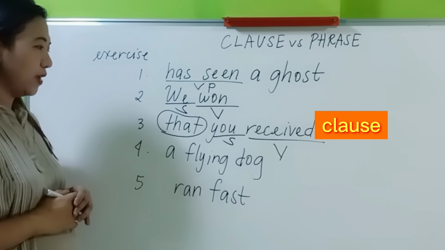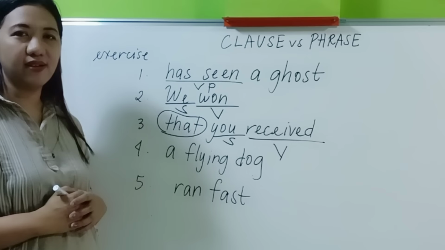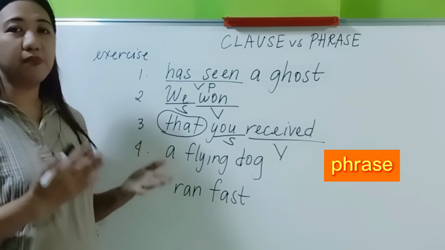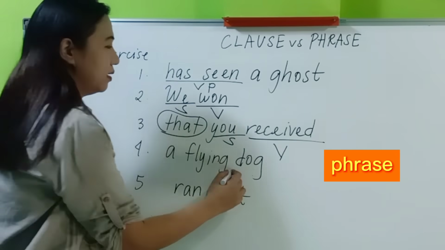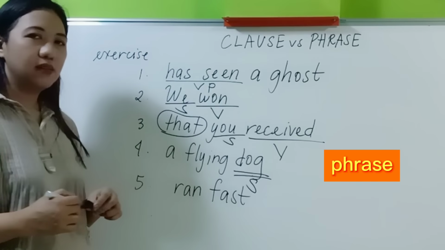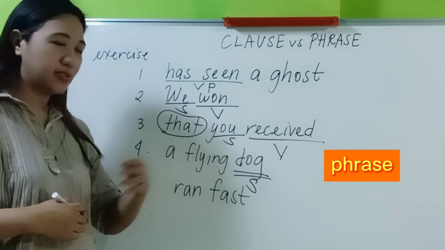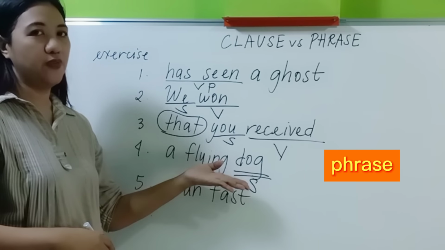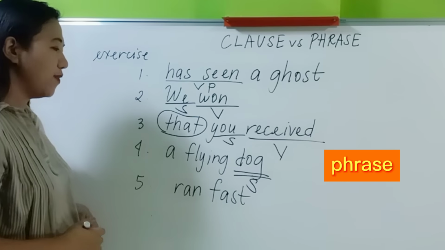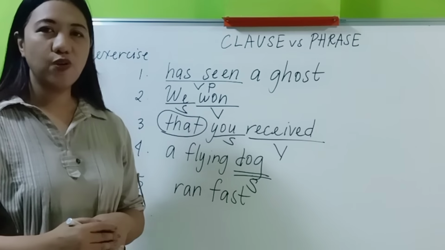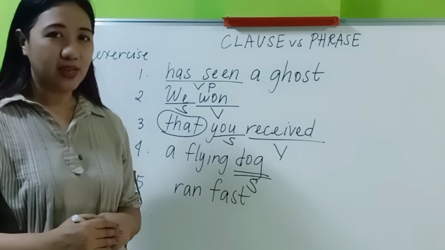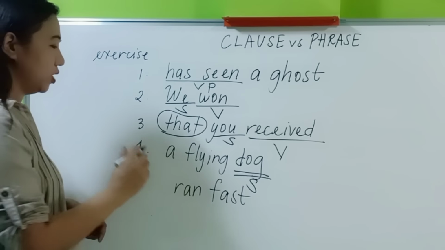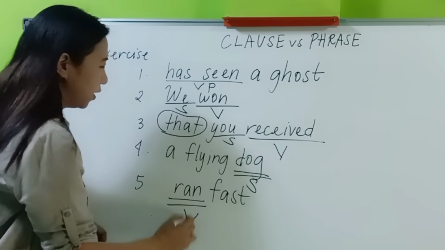Number 4, a flying dog. Phrase or clause? That is a phrase. Why? What's missing? It's the verb because there is a subject. Oh, there's a verb here, flying, but it's still a part of the subject. And number 5, ran fast. Clause or phrase? That is a phrase. What's missing? The subject because we have the verb.